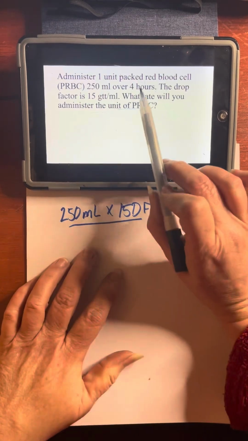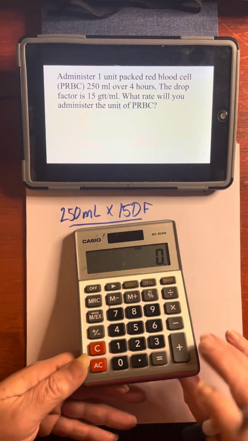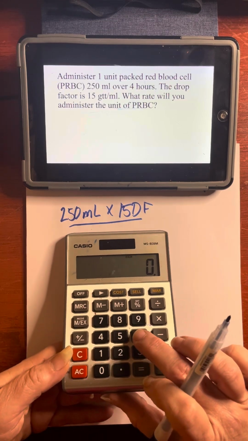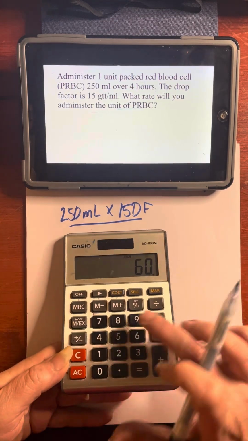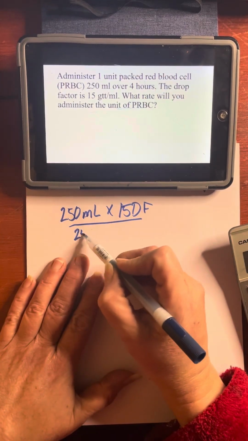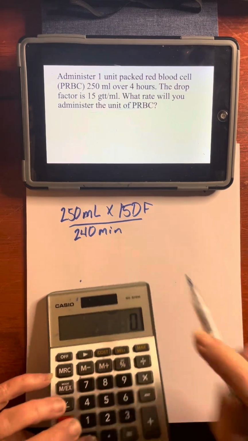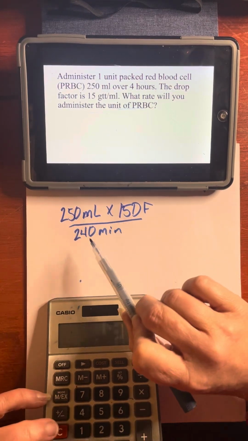Times the time, 4 hours, but it's got to be in minutes. So we're not trusting our brain. We're going to do the calculator. 60 times 4 equals 240 minutes. And then we're doing all the math on top, divided by that.